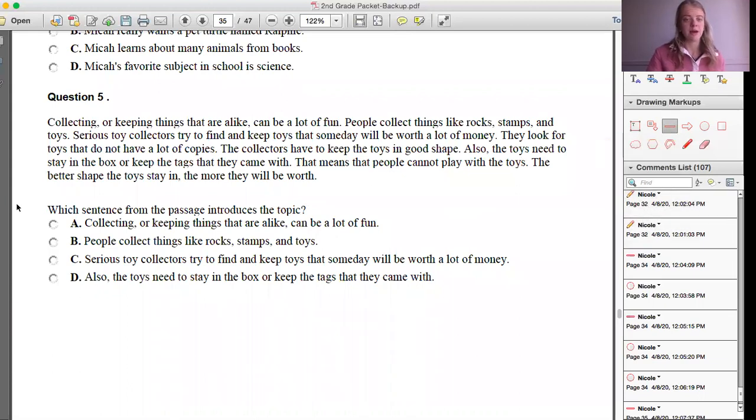Which sentence from the passage introduces the topic? We're going to underline the first sentence because the introduction is at the beginning, and we can see that collecting or keeping things that are alike can be a lot of fun. A.